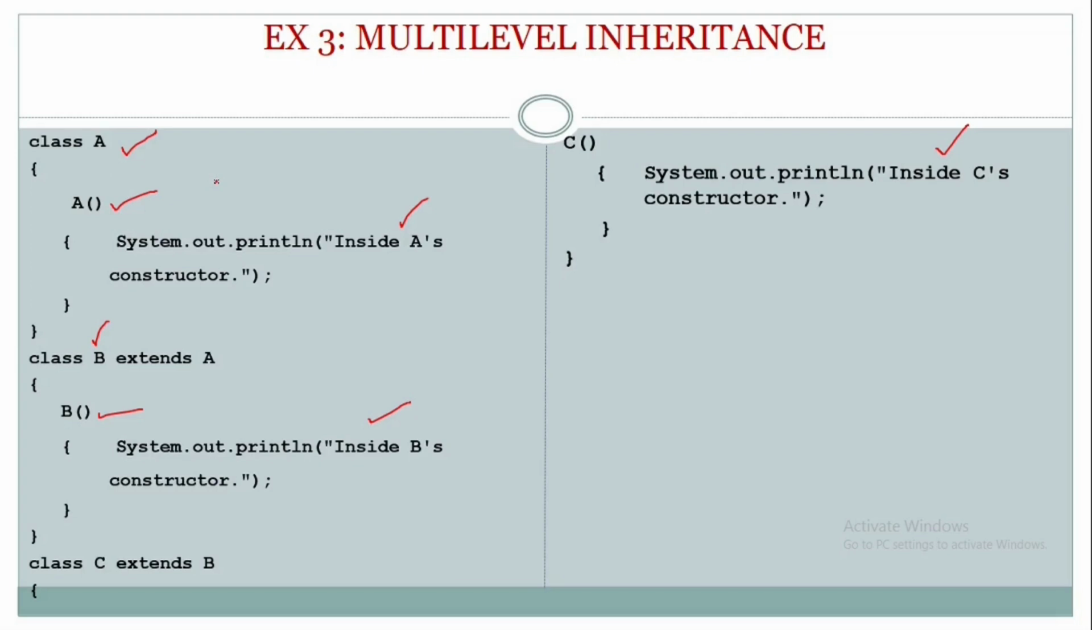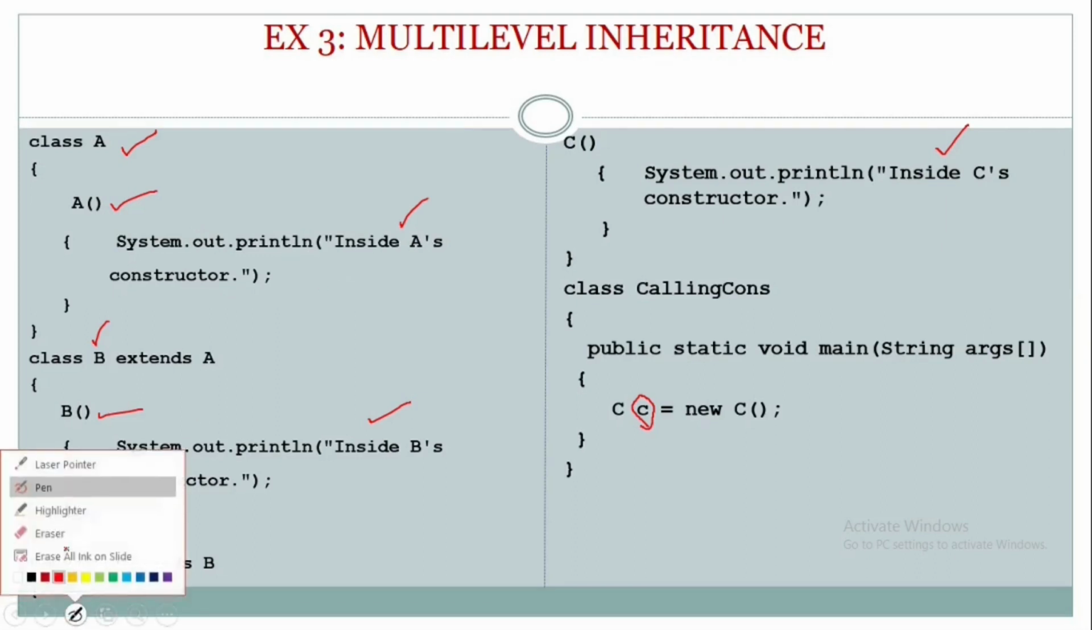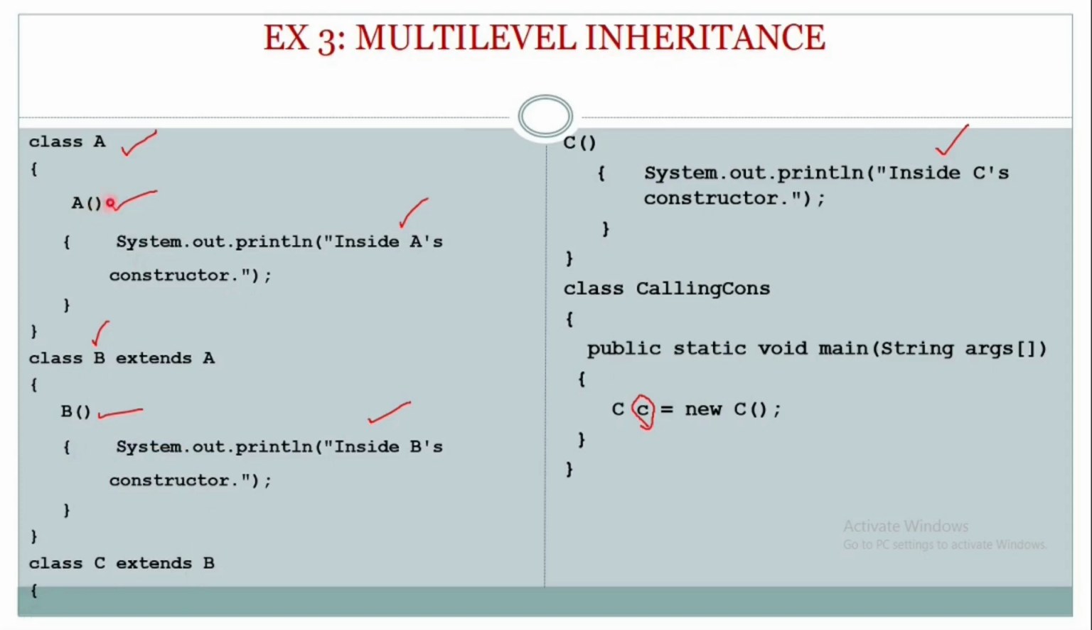Now let me create an object. As you can see, the small case c is an object of class C. Since in all the classes, from superclass to subclass, we have used a constructor, the question arises: in which order are these constructors called? Even in A, B, and C we have a constructor.